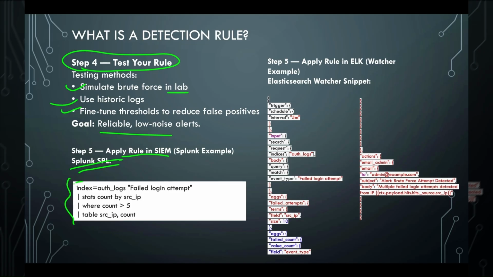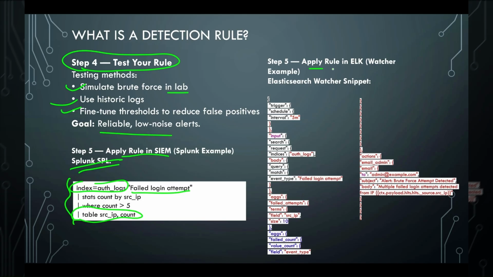You will start with the index, which is authentication log, and then you are going to search the keyword failed login attempt, and then stats count by source IP, where count is more than 5, and then this is the table you are going to create, I mean the columns in your log: source IP and count. So this Splunk search will automatically monitor the log for any IP address with more than 5 failed login attempts, and you can configure an alert to notify when this happens.